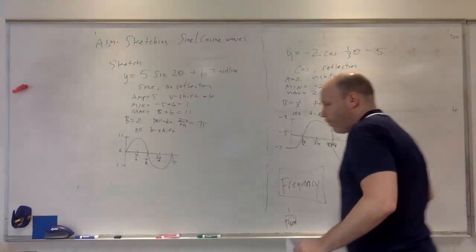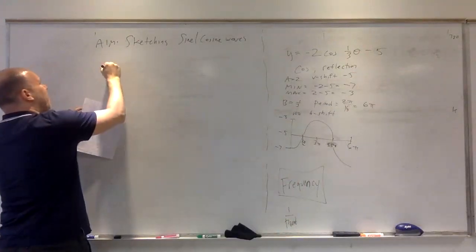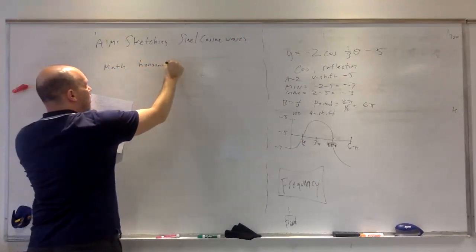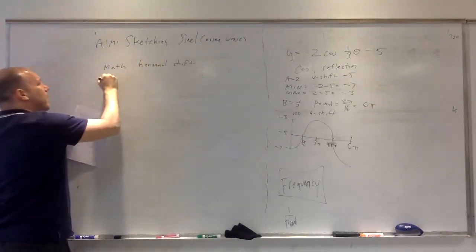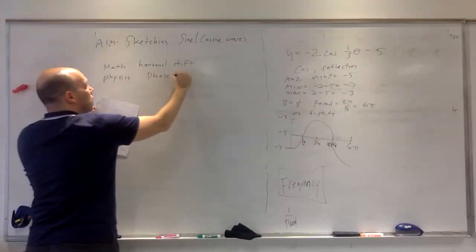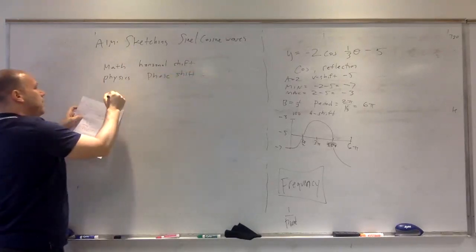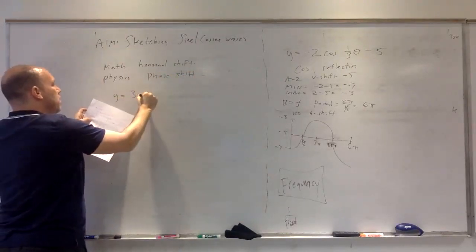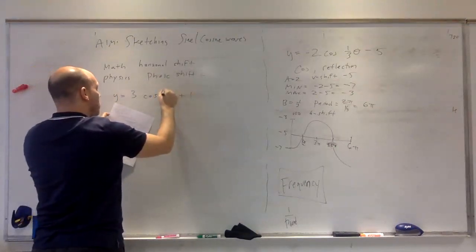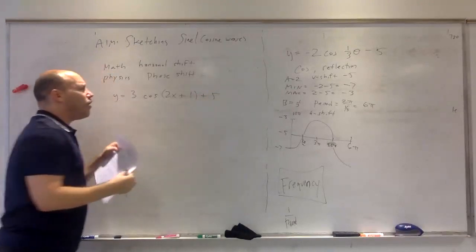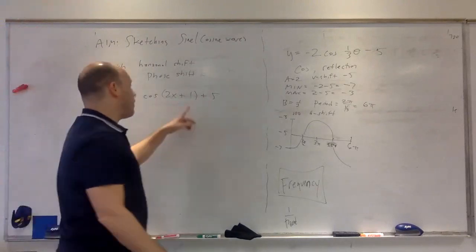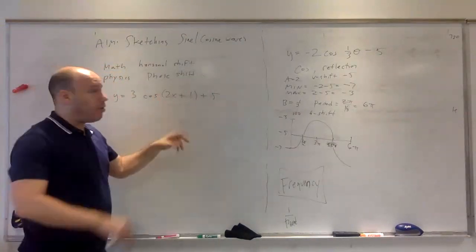Let's look at the phase shift, actually. In math, we call it a horizontal shift, but in physics, we call it a phase shift. So when you see y equals 3 cosine of (2x plus 1) plus 5, we know the transformations that are happening. The first thing we're doing is moving 1 to the left, and then we're doing a stretch by 2.